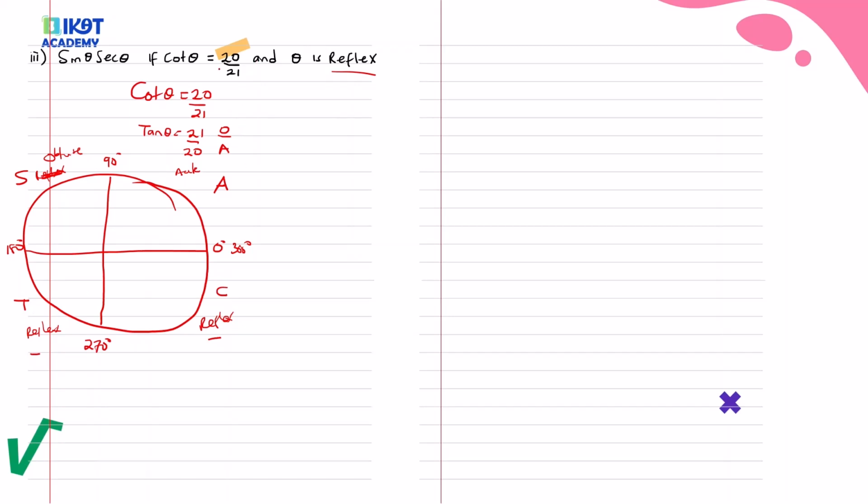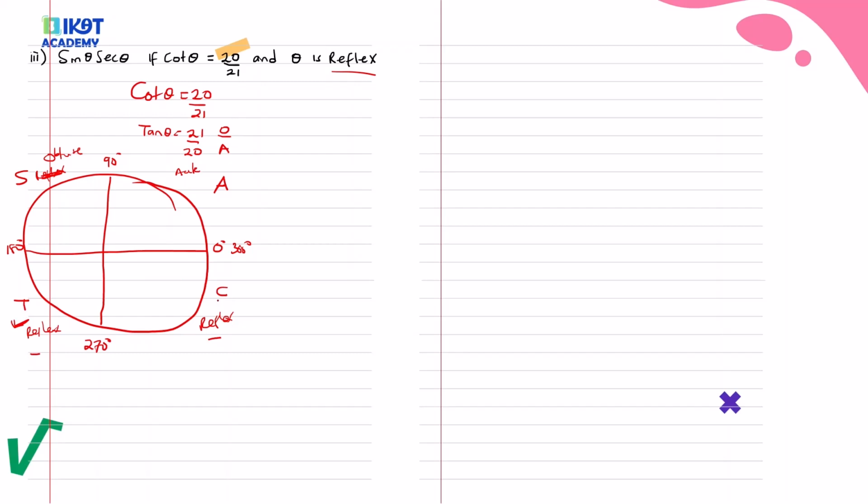I don't know if you get it, because reflex falls in two quadrants, this and this. So to choose which quadrant, we come and look at the sign. Is it positive or negative? It's positive, so it's here, because here tan is positive. If it was not positive, if it was negative, I would have chosen this quadrant.